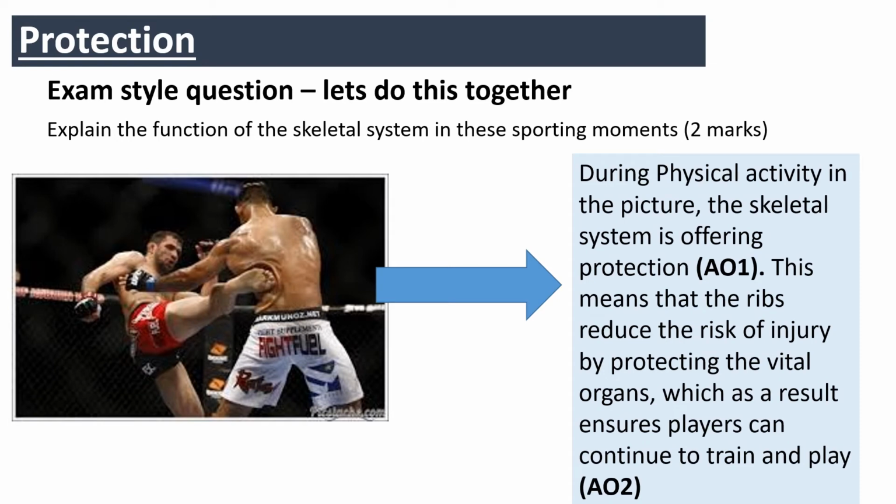And simple. During physical activity in the picture, say what's happening. The skeletal system is offering protection. You get a mark for that. It's AO1, Assessment Objective 1. That's just knowledge. This means that the ribs reduce the risk of injury.